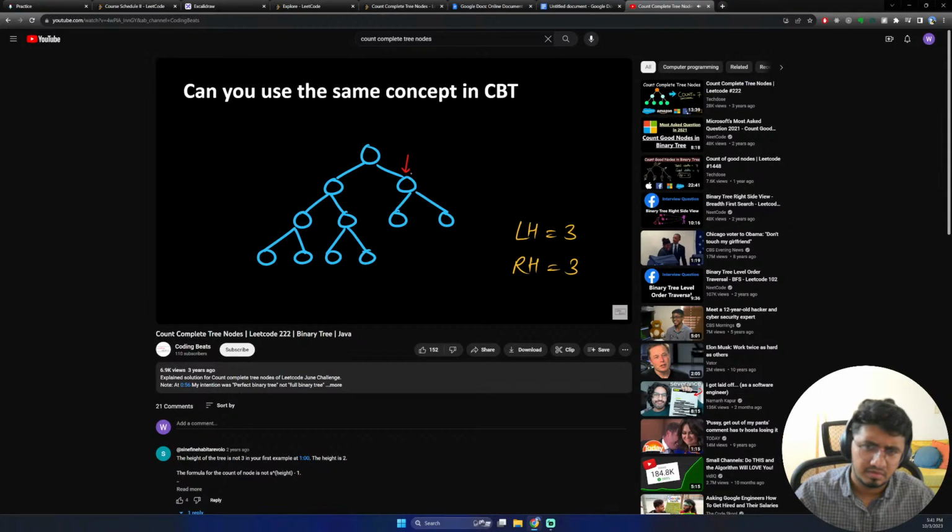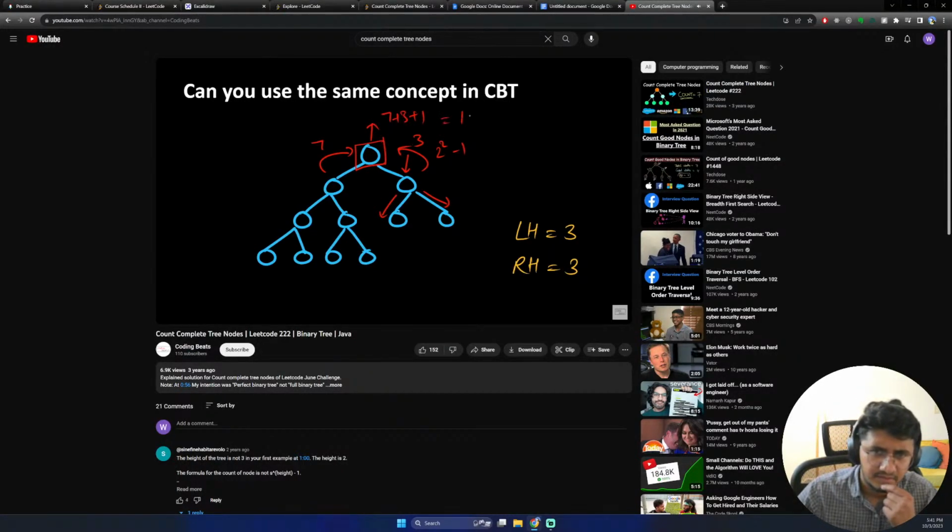Now I will go to the right child and count left height and right height. Since they are equal, I will return 2 to the power 2 minus 1, that is 3. So from here I got 7, from here I get 3. So this will return 7 plus 3 plus 1 because it will count itself also. So the total number of nodes will be 11.